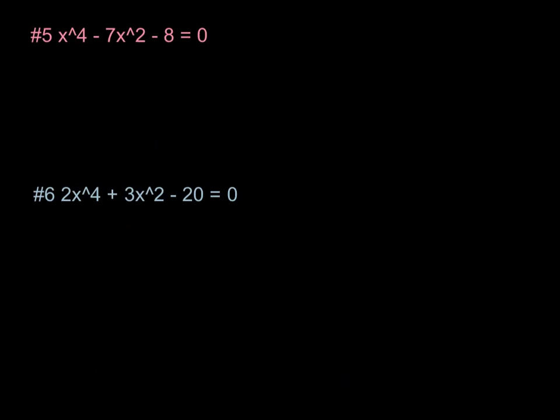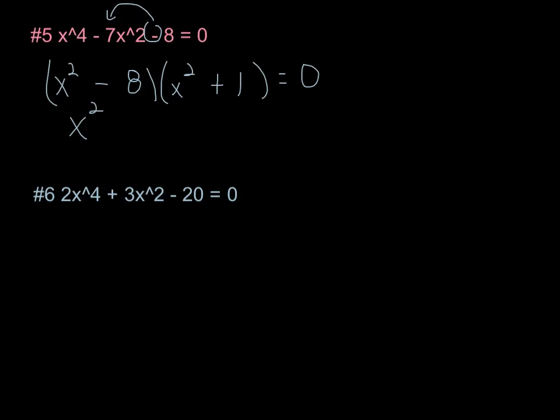So we got x to the 4th. It breaks down to x squared and x squared. Now, what multiplies to get 8 but subtracts to get 7? Either 4 and 2 or 8 and 1. 8 and 1. What'd you say, guys? Oh, you said 8 and 1? Oh, well, that's a pretty good guess. 8 and 1. Subtract the 8 and add the 1.